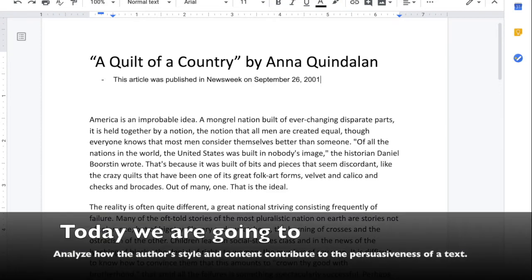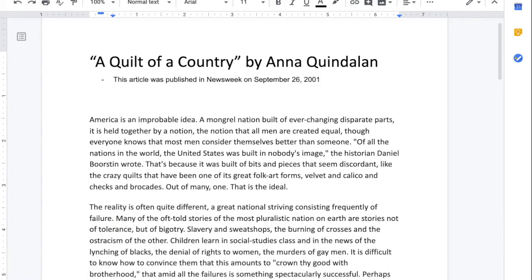We're going to analyze how the author's style and content contribute to the persuasiveness of her text. In order to do that, we're going to look at A Quilt of a Country by Anna Quindlen. If you notice at the top, it says that this article was first published in Newsweek on September 26th of 2011. And understanding the context to any text is really important.